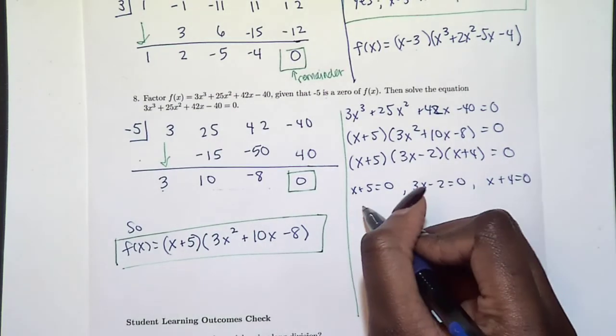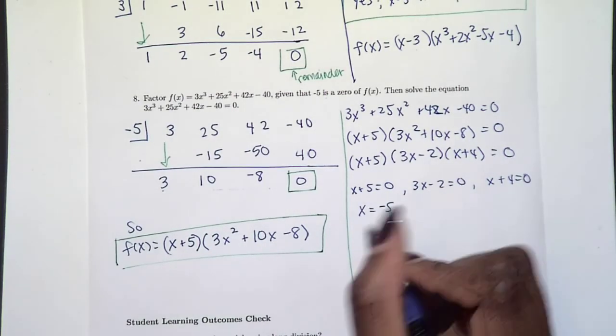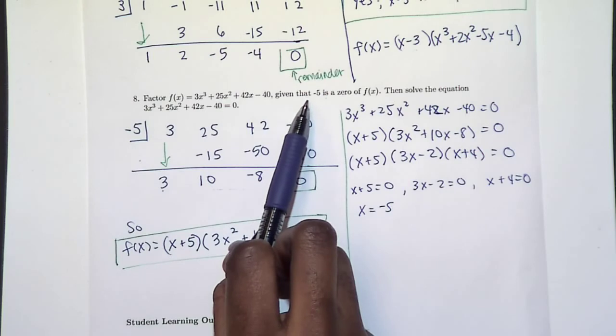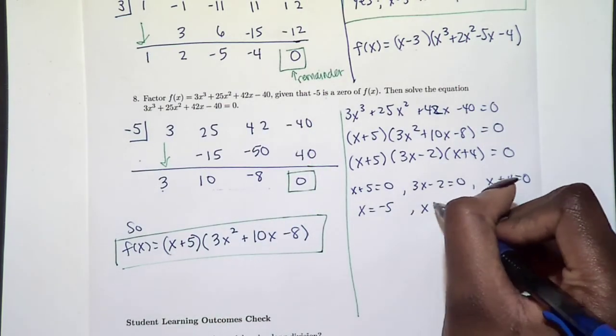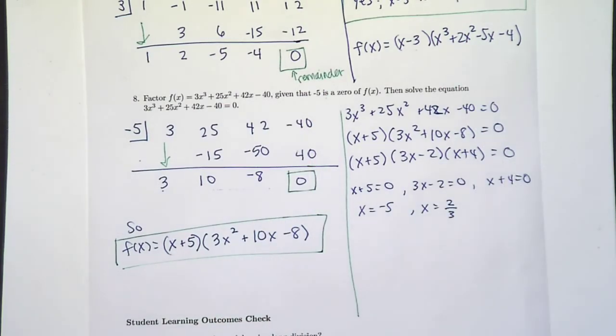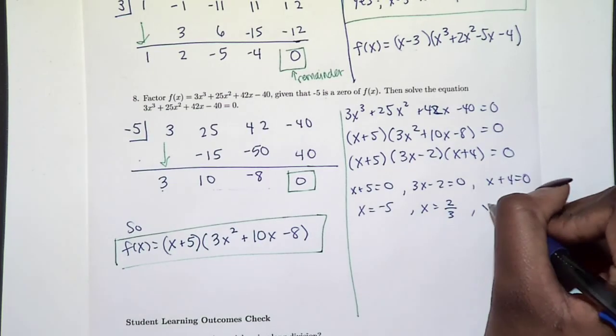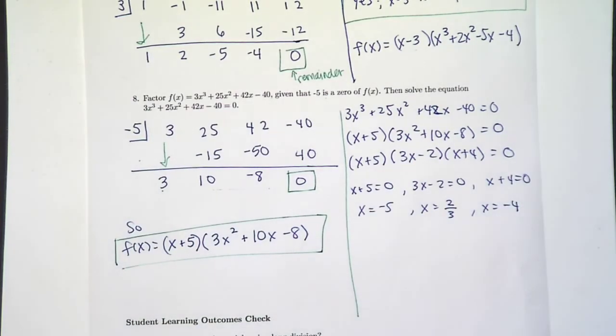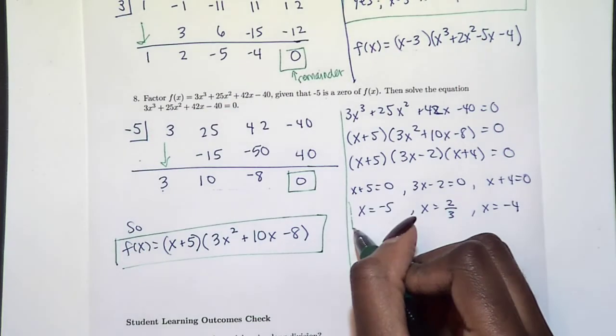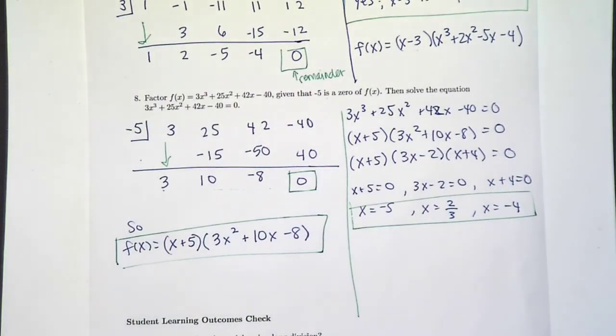So we get x is -5, which we already knew from the problem. Also, x is 2 over 3. Also, x is -4. So here are all of our zeros. We used synthetic division as a tool to help us factor, and then we were able to set it equal to 0 and solve.